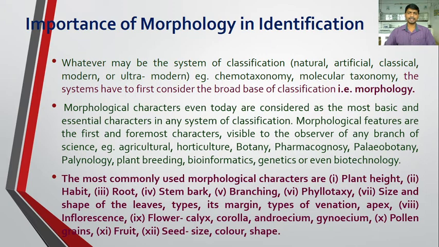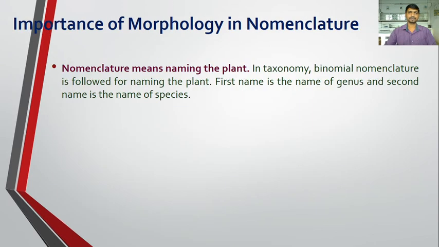So by the use of these morphological characters, one can identify the plant. These morphological characters, right from habit to the seed, have been used for the identification of the plant. So this is the importance of morphology in identification. Next is the importance of morphology in nomenclature.